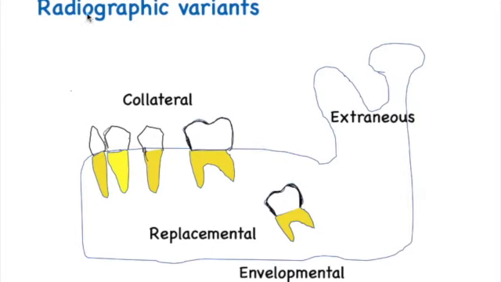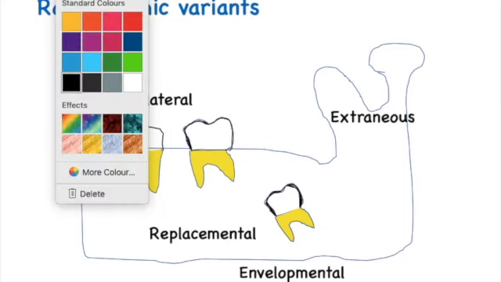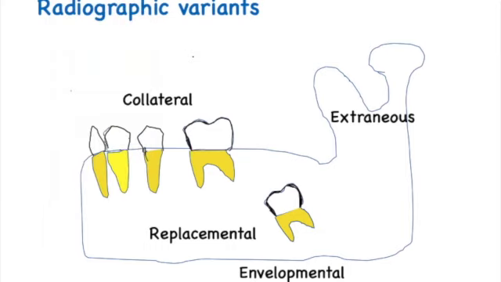Let's quickly go through the radiographic variants of OKC. Here there are many varieties. Radiographically they are called collateral type, replacemental type, envelopmental type and extraneous type. Collateral type: when the OKC occurs between two teeth, we call it the collateral type of OKC. Now a replacemental type is, here you can see that there is a missing first molar, so here is the cyst in place of a tooth. That is called the replacemental type of OKC, previously called primordial cyst.